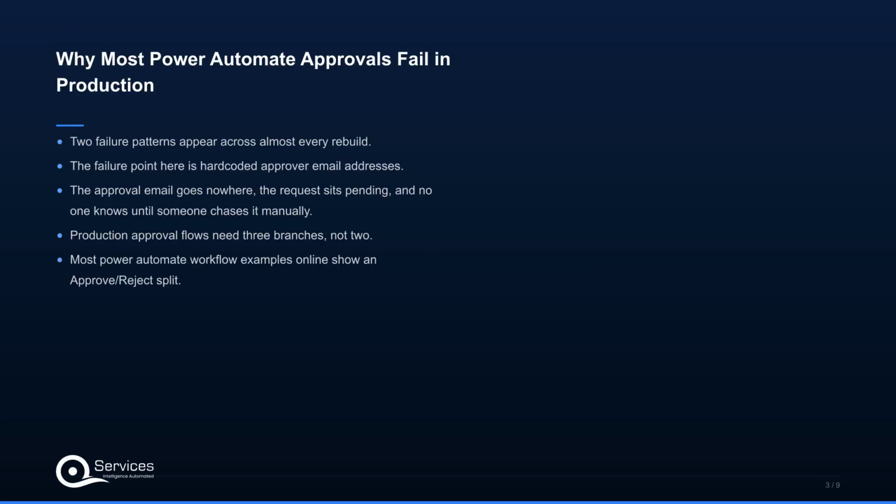Now, next up, why most Power Automate approvals fail in production. Most approval flows fail not because of a bug in the flow itself, but because of design decisions made before the first action was dropped into the canvas. Two failure patterns appear across almost every rebuild. The failure point here is hard-coded approver email addresses.